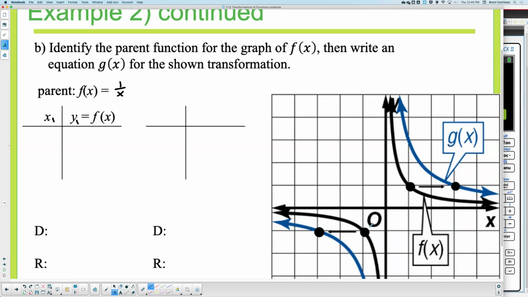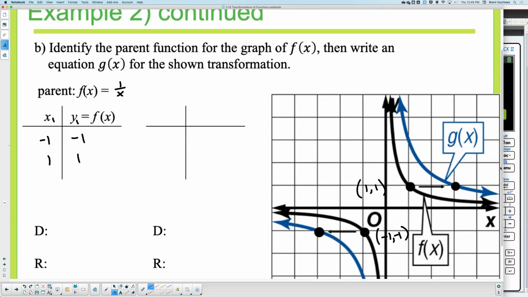Let's write out these two values. What's the coordinate point right there? -1, -1. We have -1, -1, and then what about this point right there? Positive 1, 1. Okay, so we have positive 1, 1.